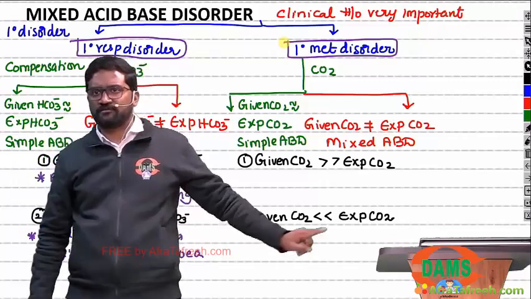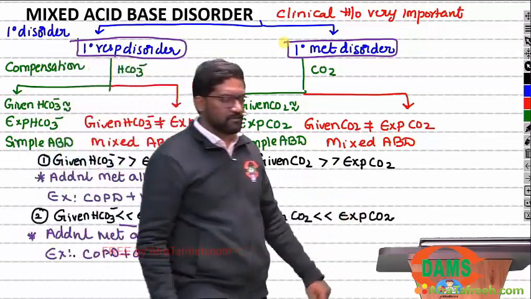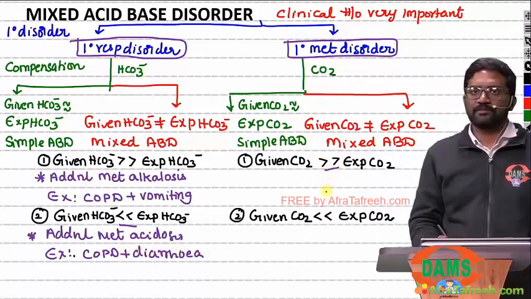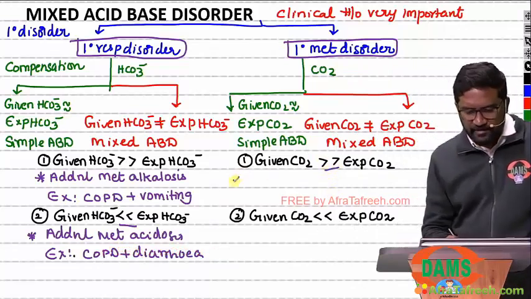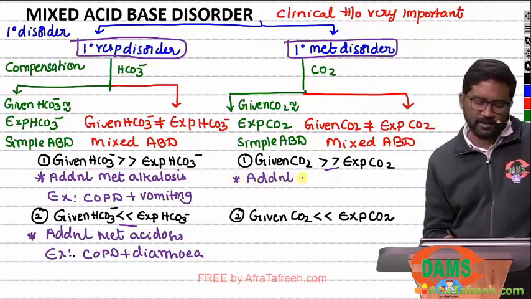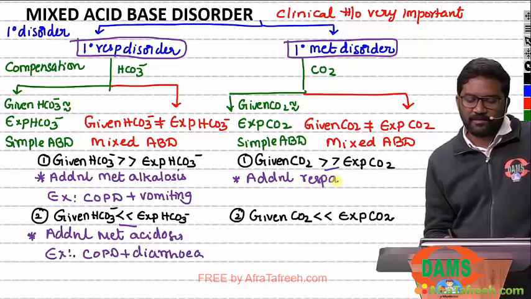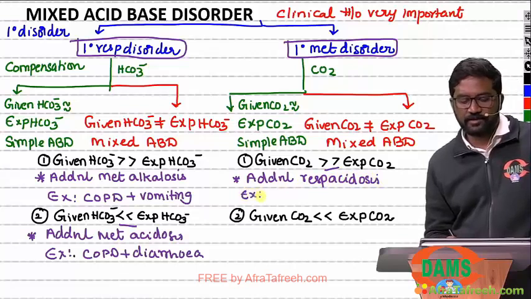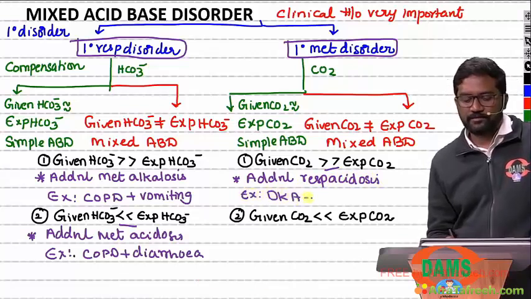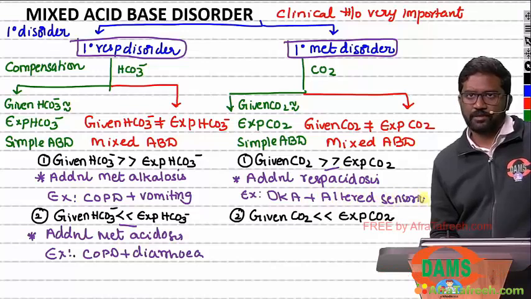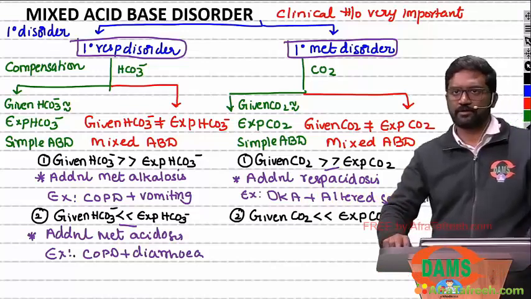So this is a situation where the given CO2 is very much higher than the expected CO2. It means there is some extra CO2 in the body. Anywhere extra CO2 should be called additional respiratory acidosis. The clinical scenario here will be DKA with altered sensorium. This patient must be going into diabetic ketoacidotic coma.